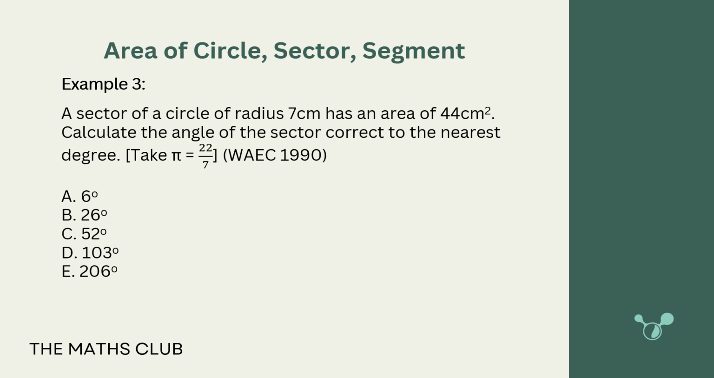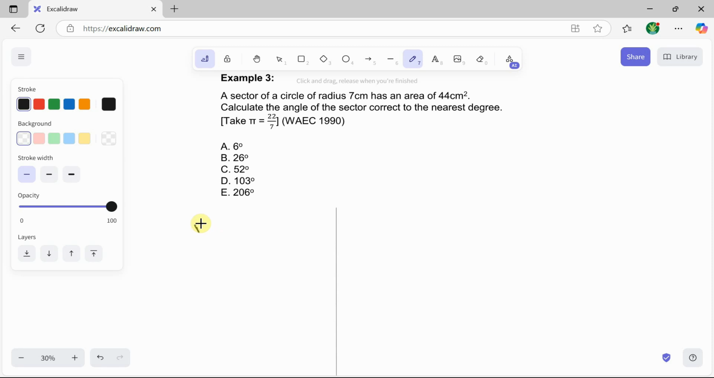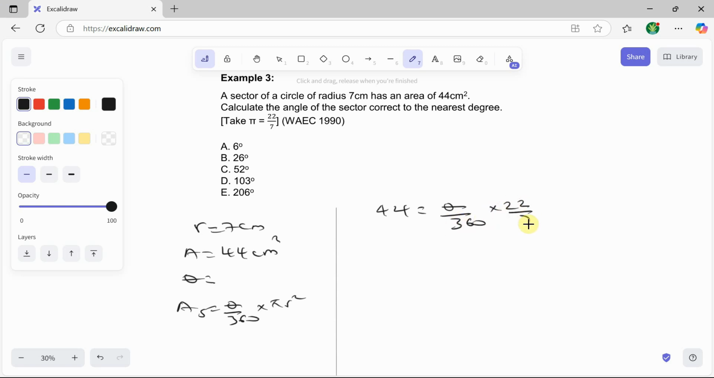Welcome back. Let's get it together. So we're told that in this question the radius is 7 centimeters, the area is 44 centimeters squared, and we're told to find theta. So the area of the sector is theta over 360 times pi r squared, and that will give me 44 is equal to theta over 360 times 22 over 7 times 7 squared. So 1 over 7 comes 1 over 7.